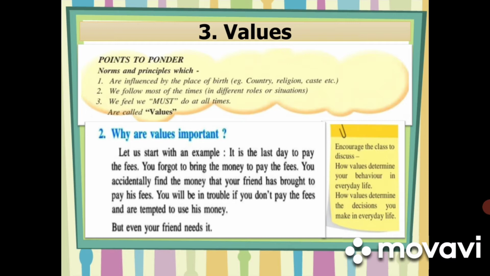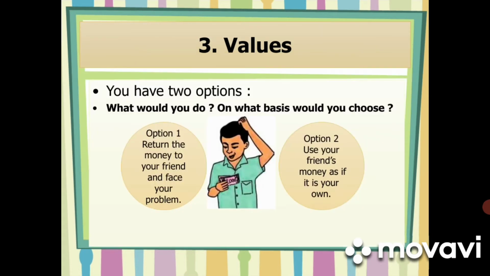Why are values important? Let us start with an example. It is the last day to pay the fees. You forgot to bring the money to pay the fees. You accidentally find the money that your friend has brought to pay his fees. You will be in trouble if you don't pay the fees and are tempted to use his money. But even your friend needs it. It is values that determine your behavior in everyday life. It is also values that determine the decisions you make in everyday life. You have two options. What would you do? On what basis would you choose?